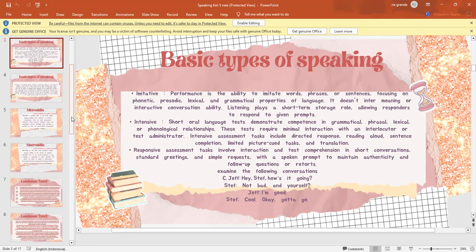And the responsive assessment tests involve interaction and test comprehension in short conversations, standard greetings, and simple requests with a spoken prompt to maintain authenticity, and follow-up questions or restarts.